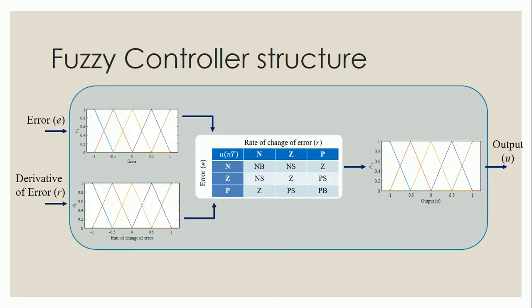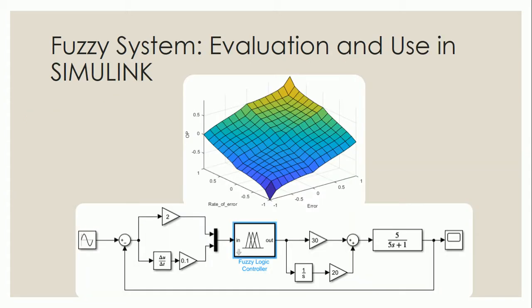Okay, so I'm just giving you a brief overview of the fuzzy controller structure. We will have two inputs. One is the error, and the other is the rate of change of error, or simply the first order derivative of error with respect to time. Then we will have a rule base, and then the output based on centroid defuzzification. 5 membership functions will be there for the output, and 3 membership functions for the inputs. Both inputs will have 3 membership functions: negative, 0 and positive. So this will be the evaluation and use of the developed fuzzy system in Simulink.